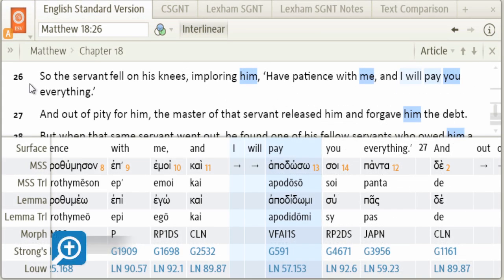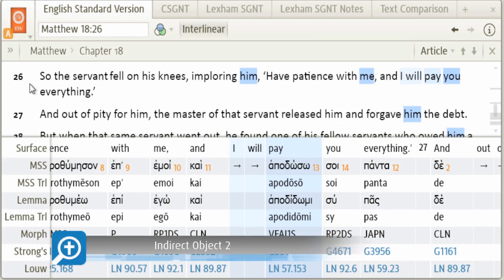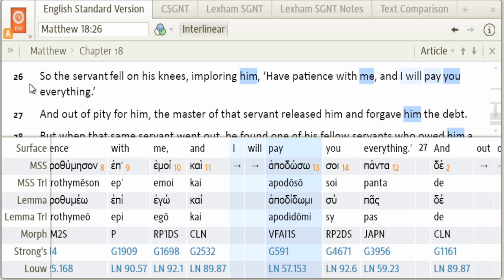Matthew 18:26 reads, "So the servant fell on his knees, imploring him, 'Have patience with me, and I will pay you everything.'" This verse is part of a parable that Jesus tells about unforgiveness, where a servant who owed his master a lot of money was forgiven his debt, but then soon after finds a fellow servant who owes him money and has him imprisoned. In this verse we have several English words highlighted because the underlying Greek words are in the dative case. We're not going to look at every one of these, just this last one.